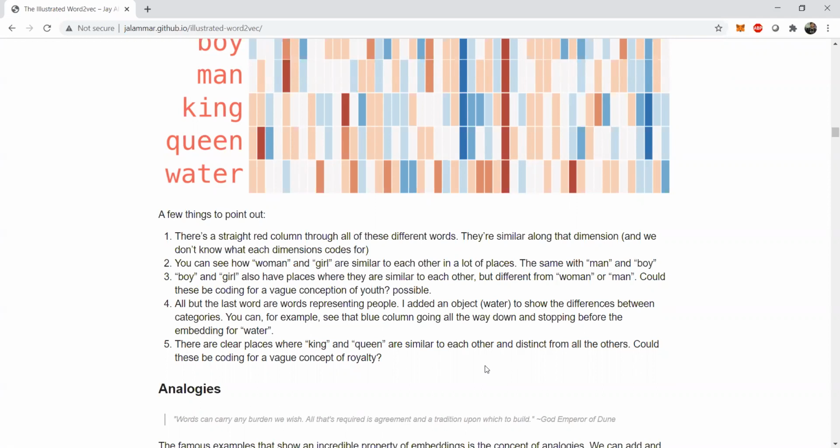And the last few important things are there are clear places where king and queen are similar to each other and distinct from all others. So that is what I was trying to imply, that a sense of royalty is being implied in these words, in the embeddings of these words.